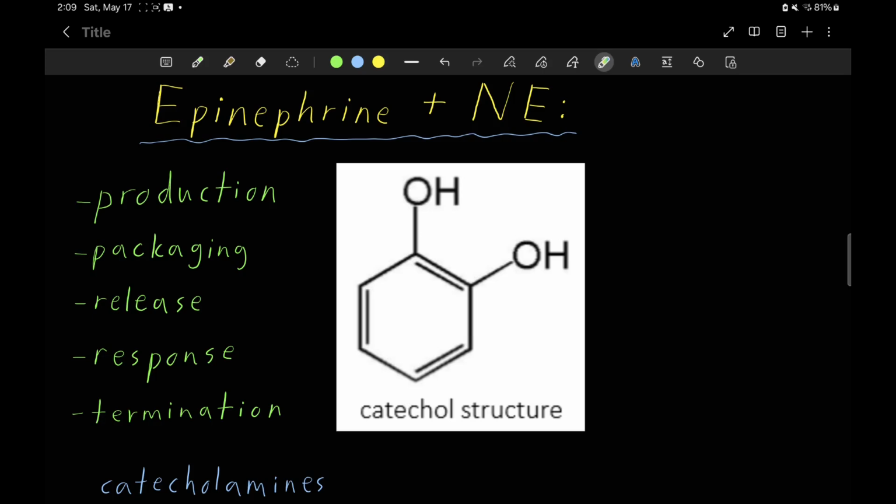In today's video, we're going to be learning about the signaling pathway for these two messenger molecules, epinephrine and norepinephrine.